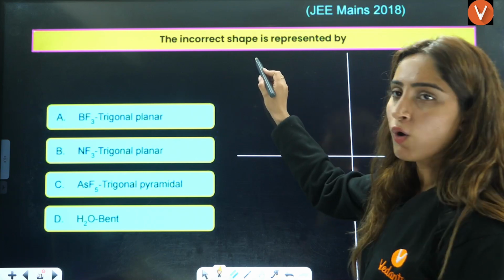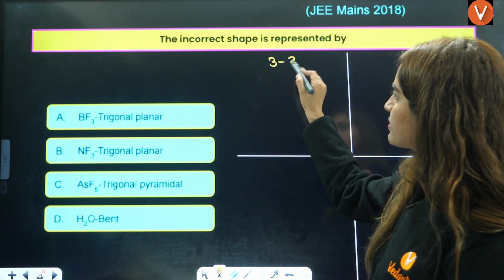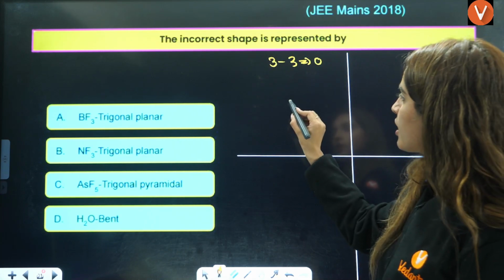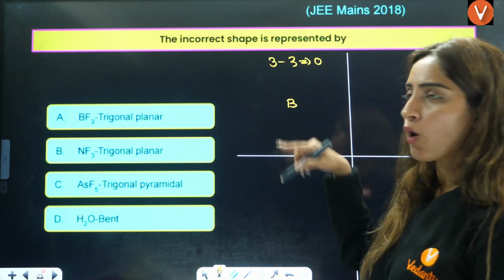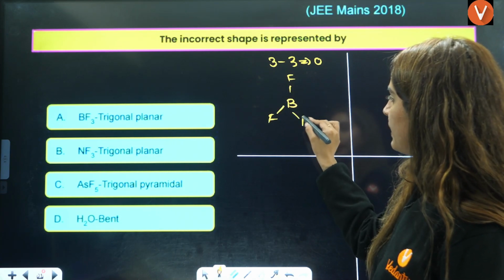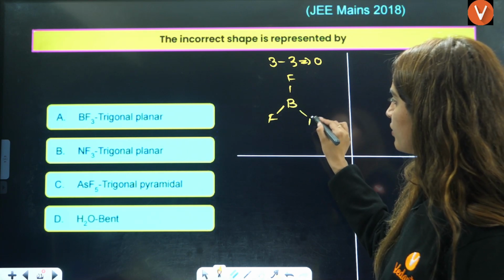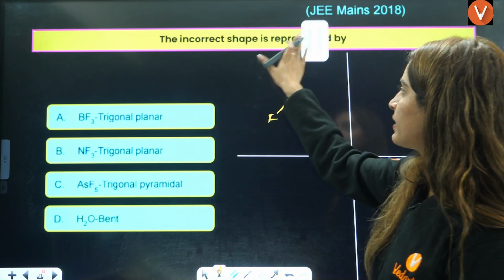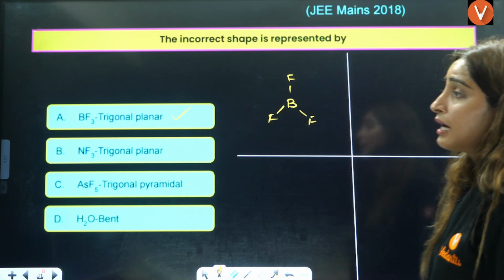See, boron belongs to group number 13. It is 3 minus 3. It is 0 lone pair, right? So, lone pair plus bond pair is 3. So, it will be sp2. That is trigonal planar, right? So, this will be the shape. That is trigonal planar. That is correct, right?